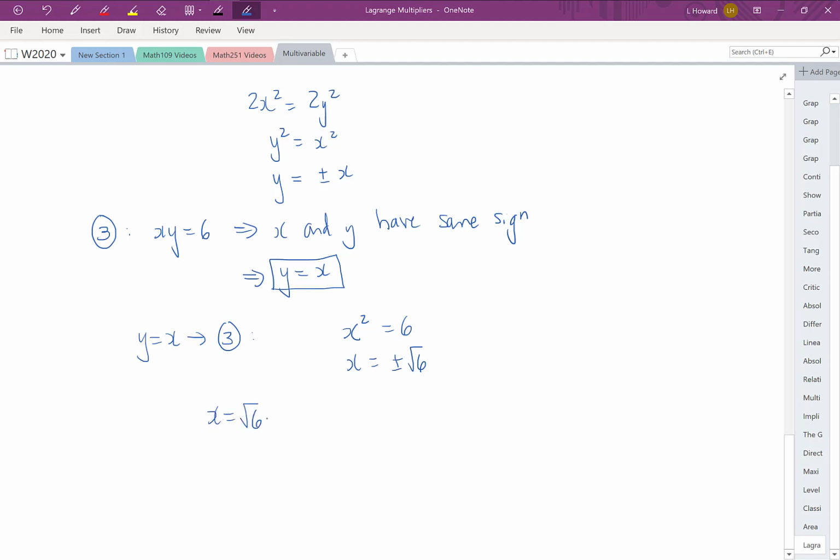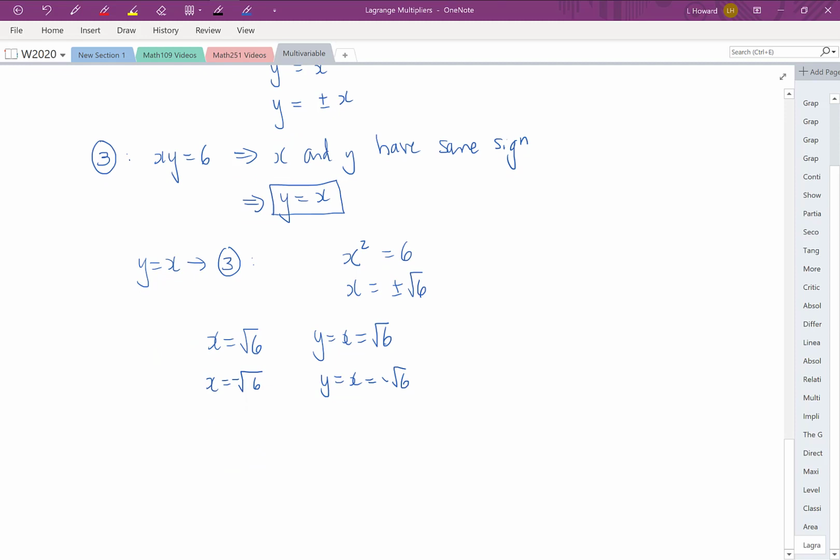If you have the option x equals root 6, because y is equal to x, the y value that goes with that will also be root 6. And if x equals minus root 6, again, because y equals x, the y value that goes with that is minus root 6. So there we have our 2 points.